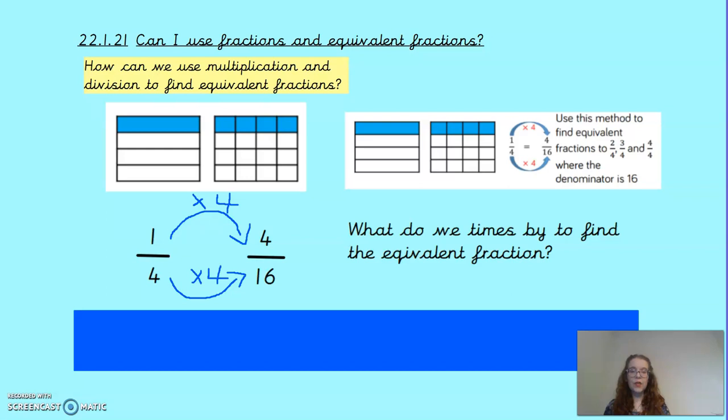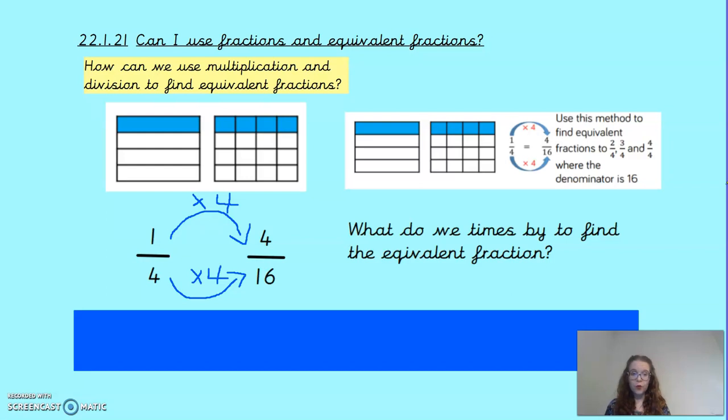Okay? Have a go at using this method to find equivalent fractions to 2 over 4, 3 over 4, and 4 over 4, where the denominator is 16. What do you need to do to that top number? If the denominator goes from 4 to 16, what will you need to do to that top number? Have a go. Okay, I hope you spotted that because 4 times by 4 is 16, you've also got to times the numerator by 4.